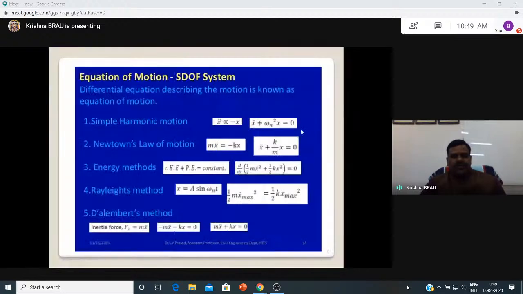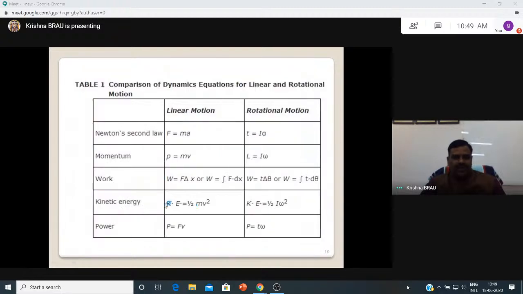This can be a simple harmonic motion, or Newton's laws you can solve, or energy methods, or the Rayleigh energy method, or D'Alembert's principle. Today we will concentrate on this part, the D'Alembert's principle. We will see how this problem can be solved by using this particular principle. What are the equations? This also we discussed yesterday. F is equal to ma, torque is equal to I alpha, momentum is equal to mv, I omega, force into displacement, torque into displacement, kinetic energy half mv square, half I omega square.